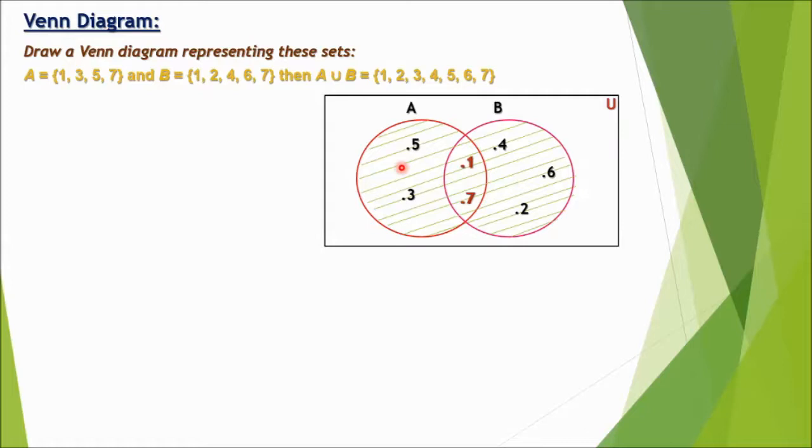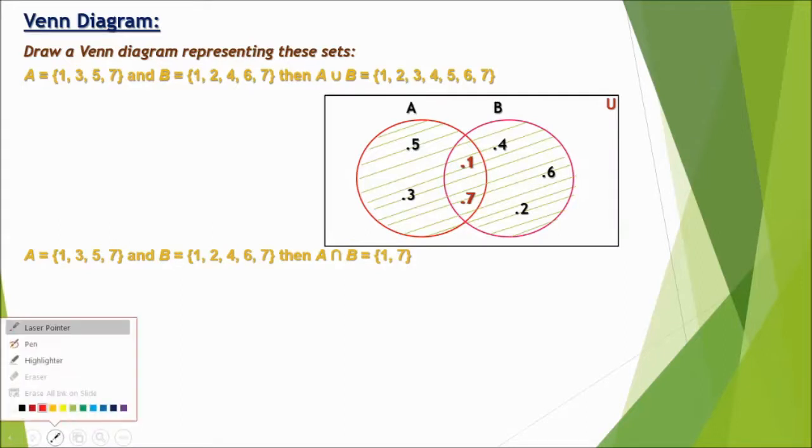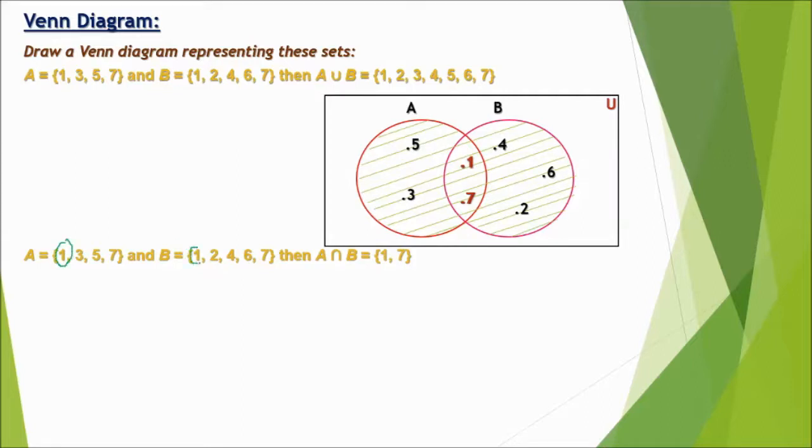Now another is intersection. There are two sets A and B, and the intersection is 1 and 7. Intersection is the set of those elements which are common to both sets. So 1 and 7 are present in both sets. We can circle the common elements in this way. 1 is common in both and 7 is common. So 1 and 7 are the common elements. That is the intersection.